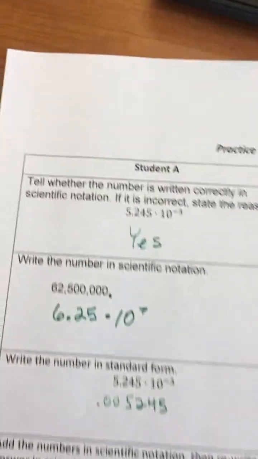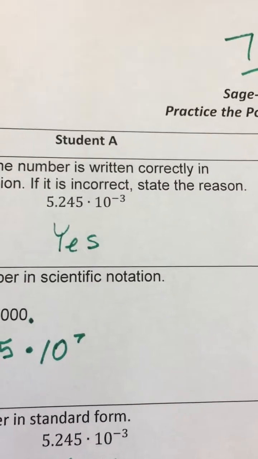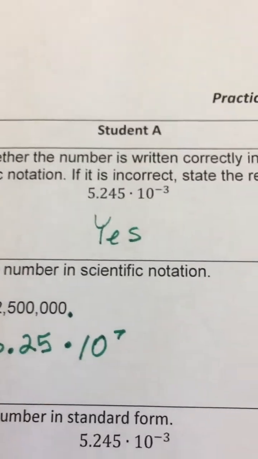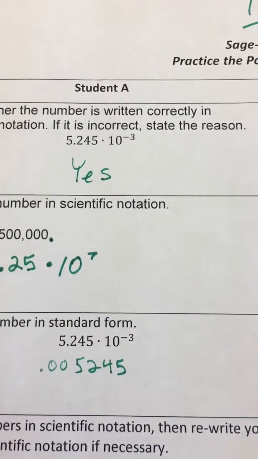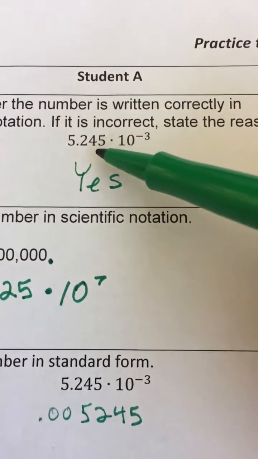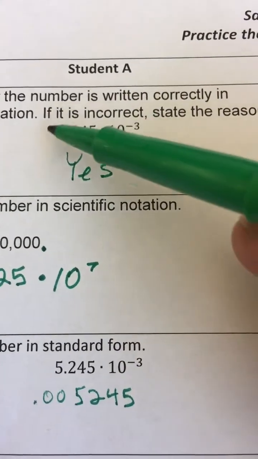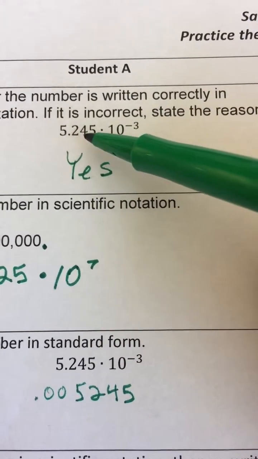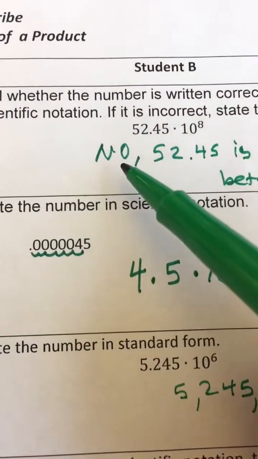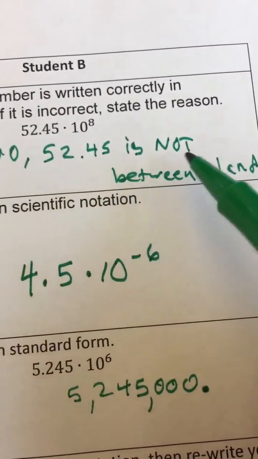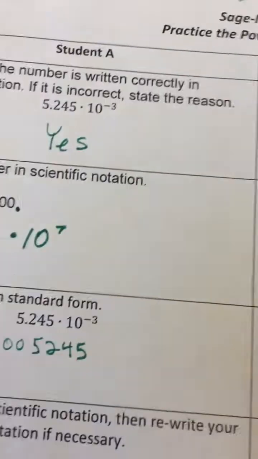And that's time. Okay, so we're going to check your answers. Tell whether the number is written correctly in scientific notation. If it is incorrect, state the reason. This is actually correct because the coefficient is between 1 and 10. That's 5.245. That's between 1 and 10, so you're good. Here, no. 52.45 is not between 1 and 10, so check your answers, okay?